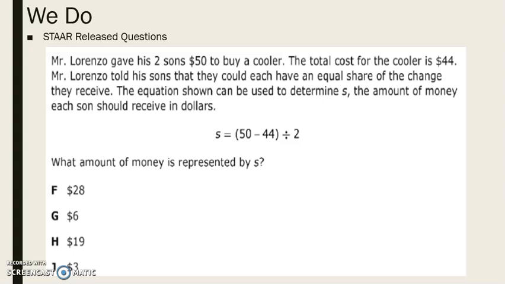So let's look at this equation here. So 50 minus 44, this is going to give us the amount of change. So this is the change that they're going to receive. They're dividing it by 2 because he's got 2 sons. Okay, so this is how they came up with that equation, S equals 50 minus 44 divided by 2. Now we're going to solve it, and just like previously, we're going to use our order of operations to solve this problem.